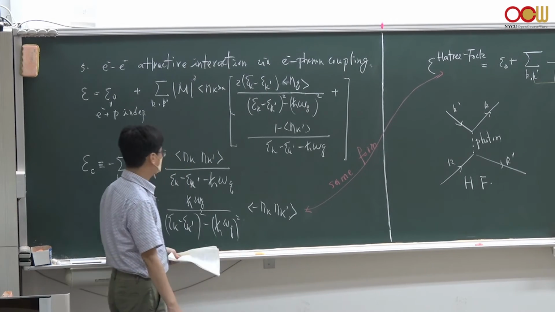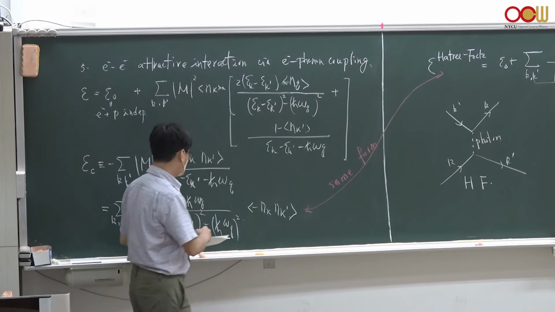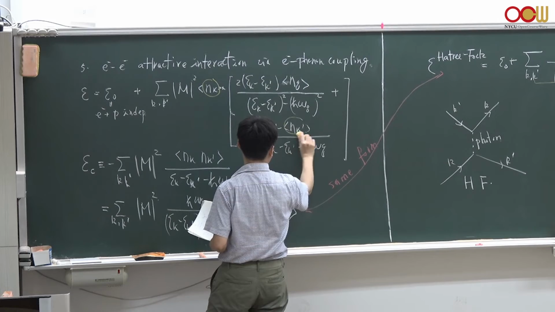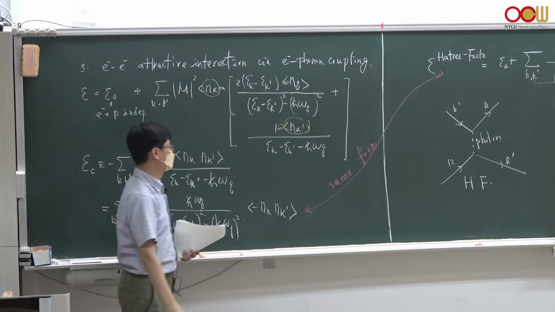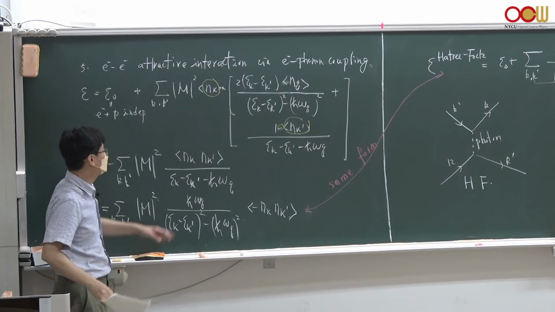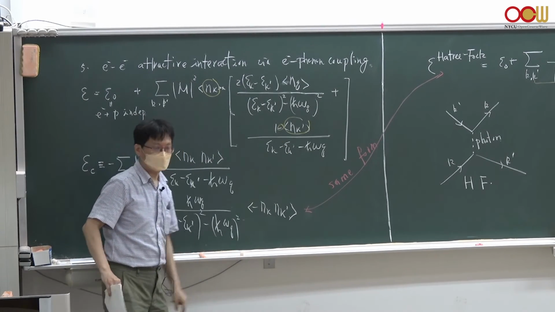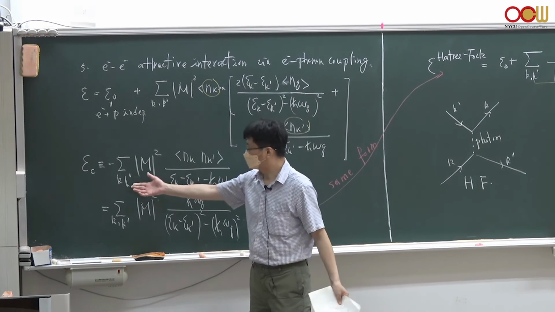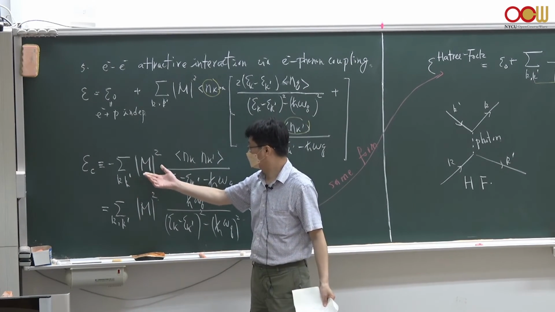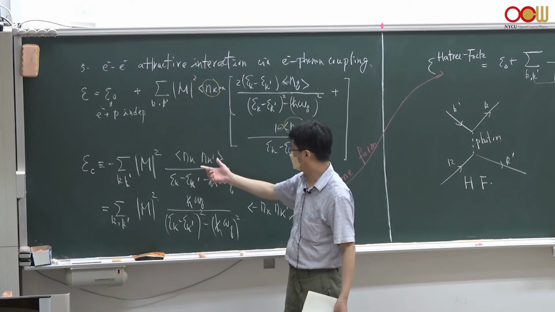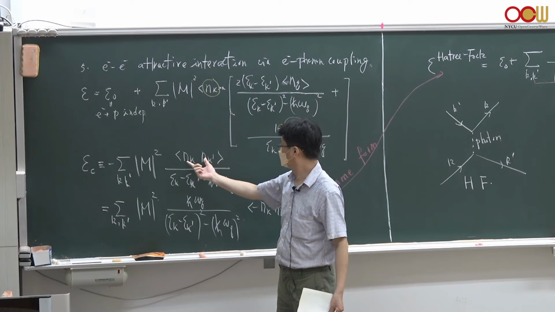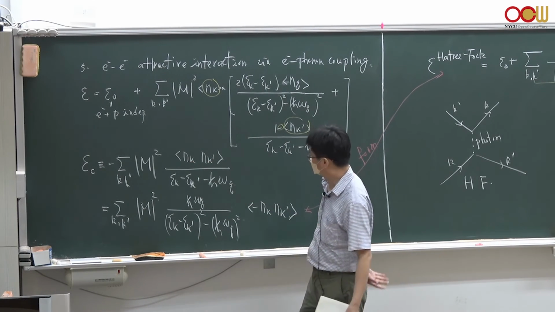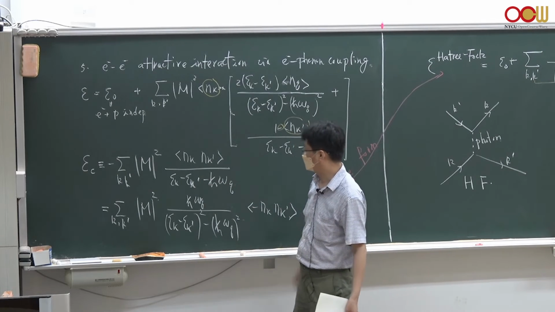Okay, but let's just look at the term that involves two electrons' occupation numbers, n_k and n_k', and don't forget the minus sign. So if I just look at this term, marked by yellow, it is given by this form, which is a sum over k and k', the square of the matrix element M, and also the product of the two Fermi functions n_k and n_k' in the numerator, but in the denominator we get epsilon_k minus epsilon_k' minus h bar omega_q.